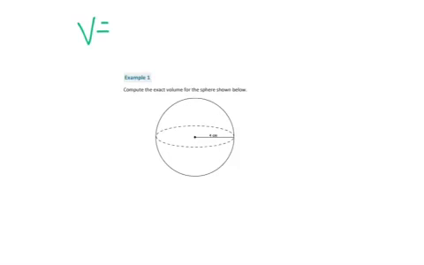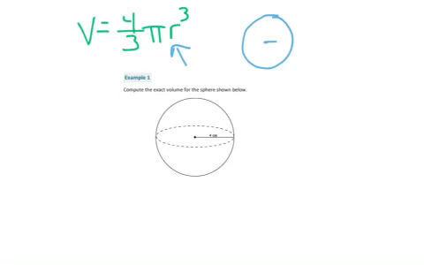The formula is 4/3 times pi times your radius to the third power. The big thing you have to make sure is you always plug in your radius. Remember, your radius is only halfway. Your diameter is the entire way. So remember, if they give you your diameter, to find your radius, you take your diameter and divide it by 2 or cut it in half.